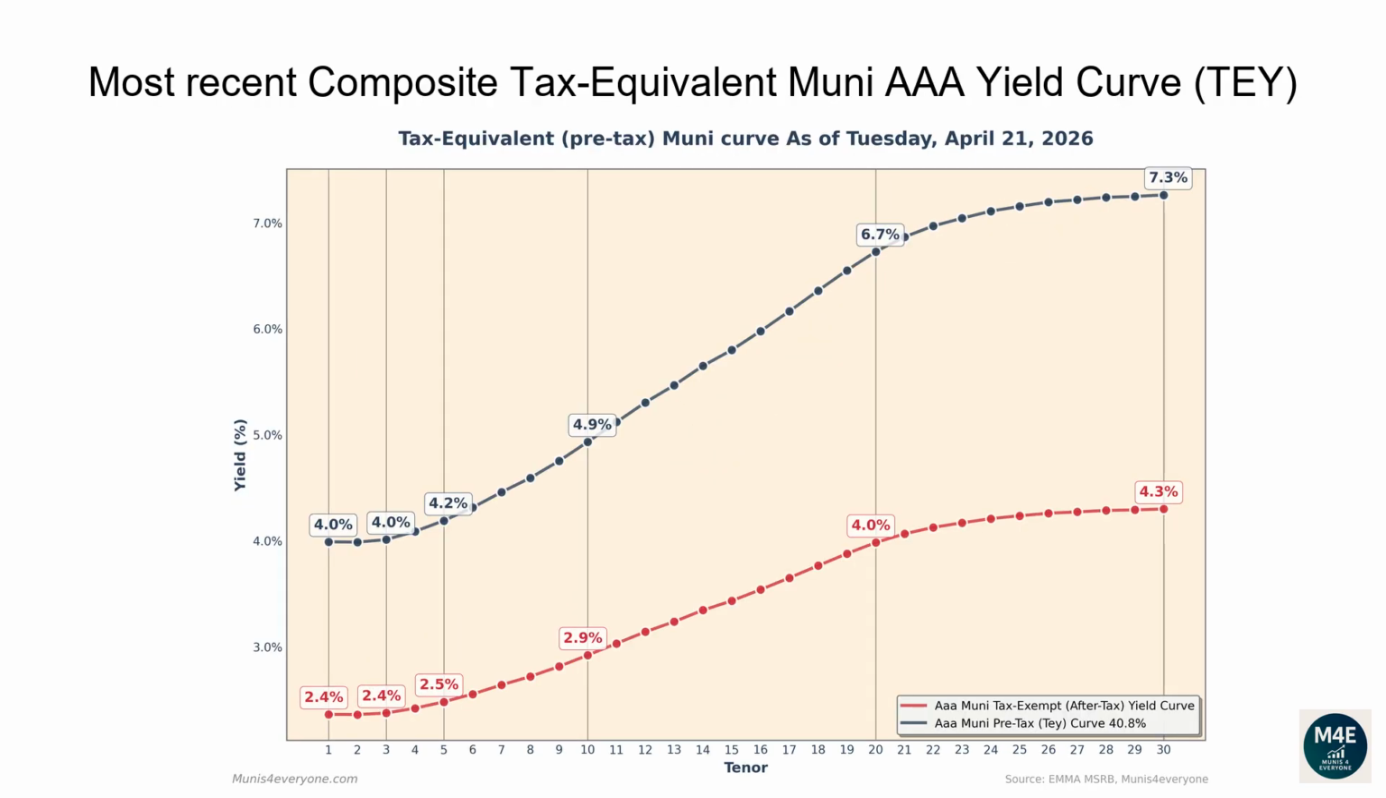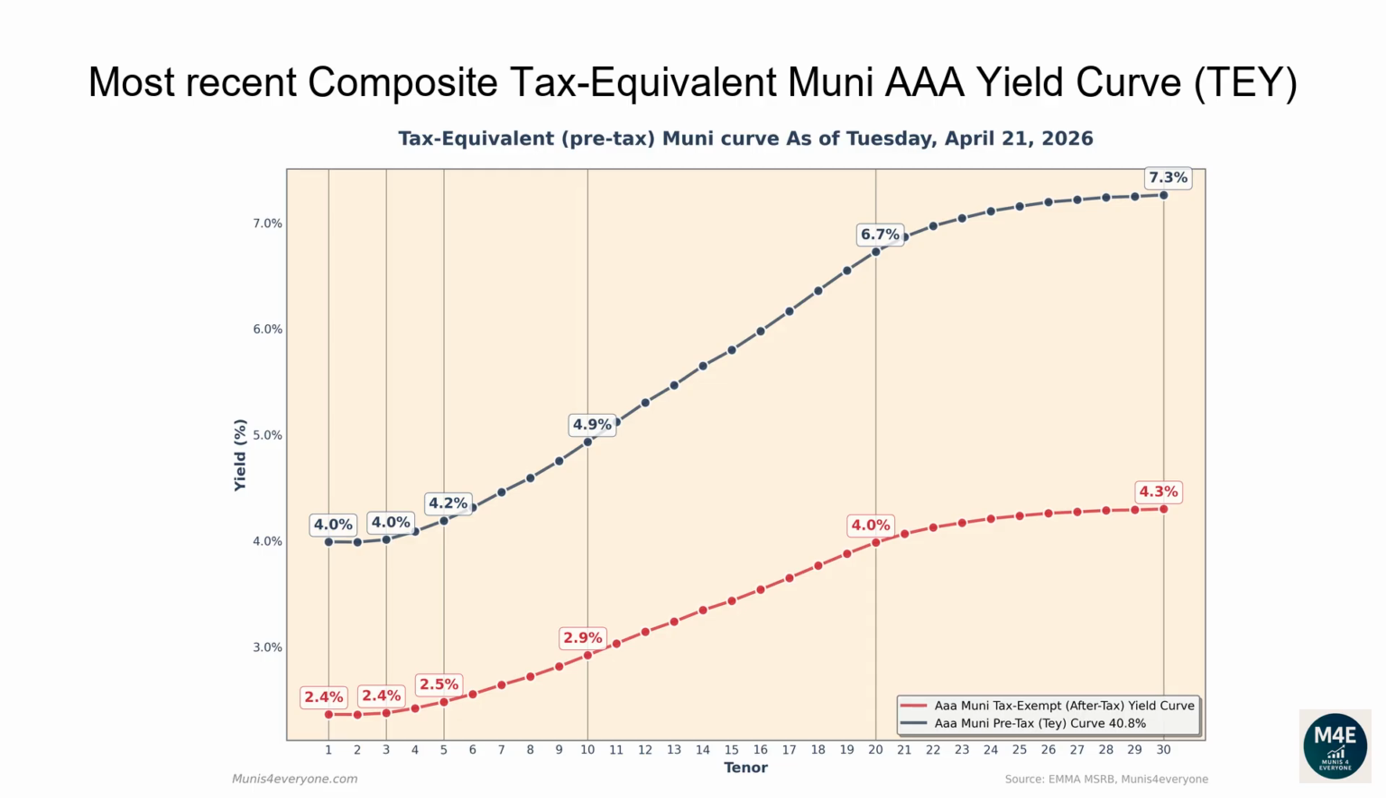Let's now go over the most recent composite tax-equivalent Muni AAA yield curve. The following graph shows, in red, the tax-exempt after-tax Muni yield curve, versus in blue its tax-equivalent pre-tax version assuming a 40.8% top tax bracket as of April 21, 2026. Why would you care to see the tax-equivalent version of the Muni yield curve? More on this later. Let's first go over the pre-tax, aka tax-equivalent yield curve.